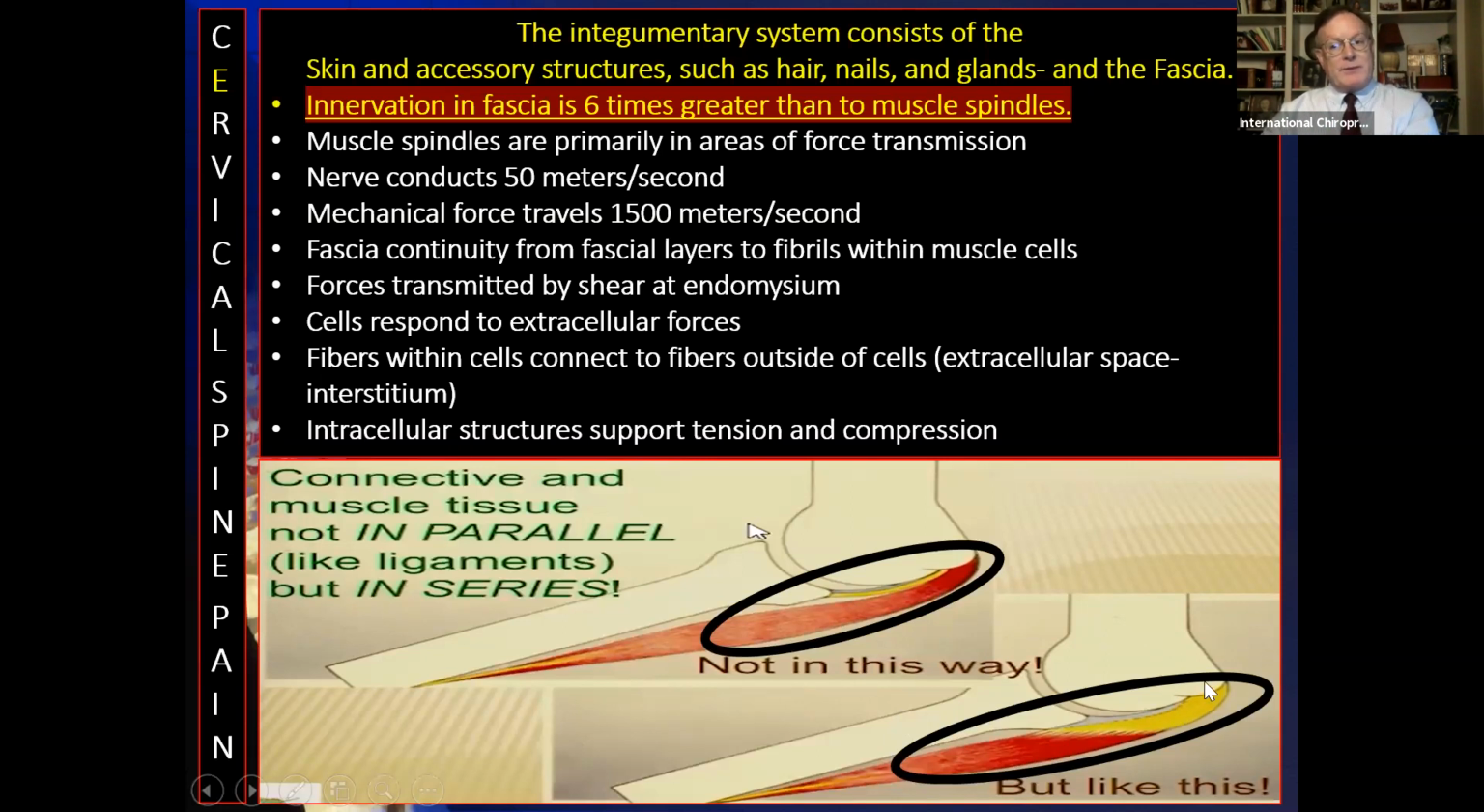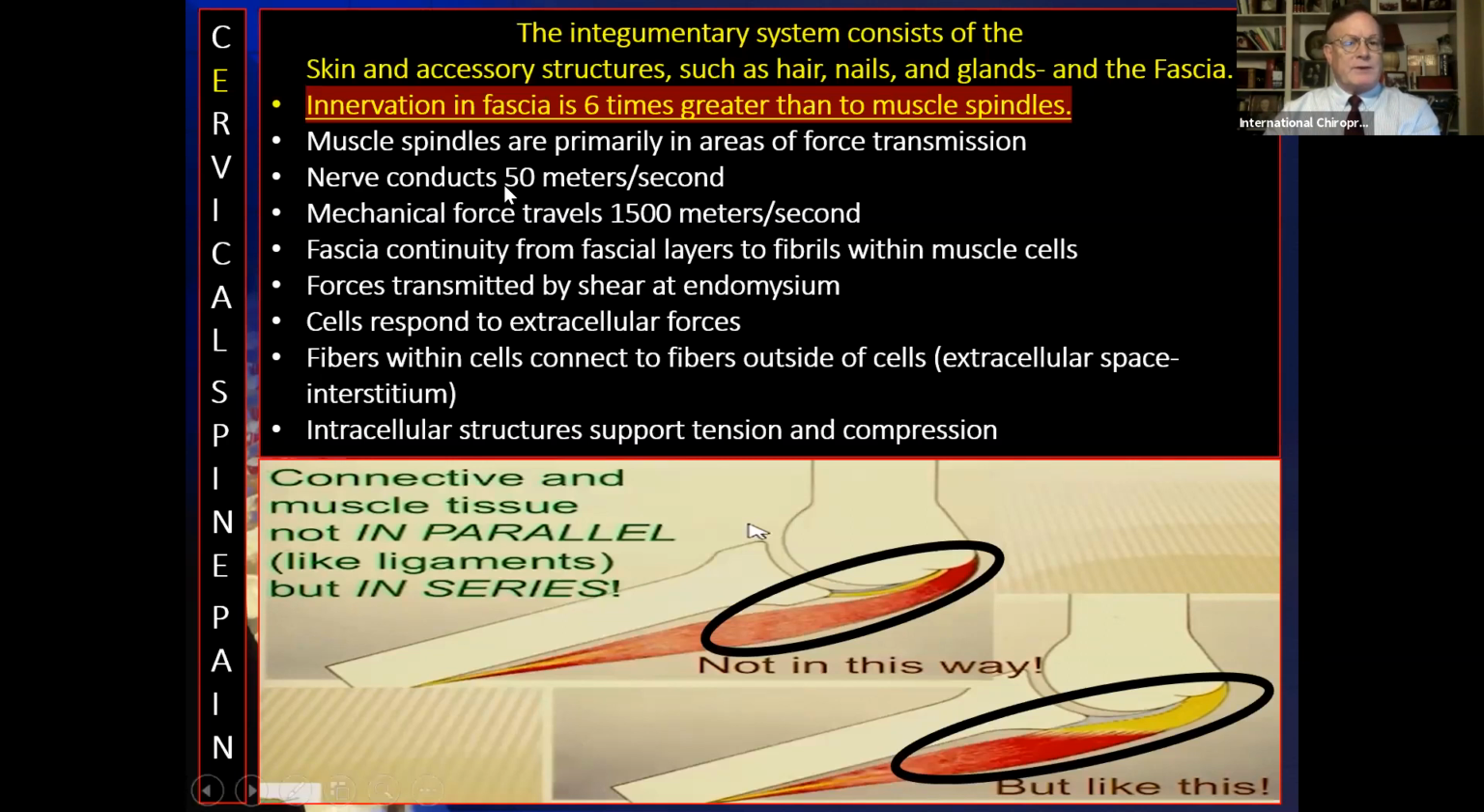And this is the biologic tensile integrity that we talk about. One other thing, the integumentary system consists of the skin and accessory structures, hair, nails, and glands, and the fascia. But in the region of the cervical spine, innervation of the fascia is 6 times greater than to the muscle spindles. So think about that. Muscle spindles are primarily in the areas of force transmission. And so there are a lot of small muscles around the craniocervical junction.